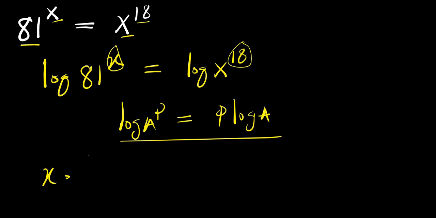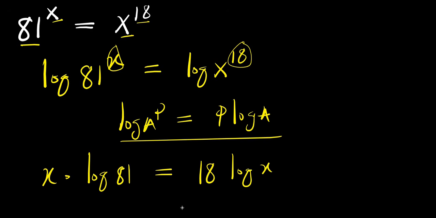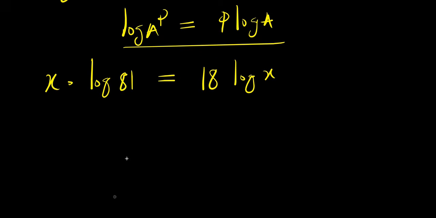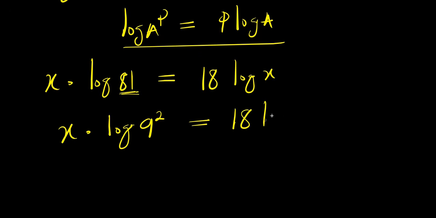As x times log 81 equals 18 times log x. Now, remember that 81 here is 9 power 2. So I can express this as x times log of 9 to the power of 2. And this equals 18 times log x.